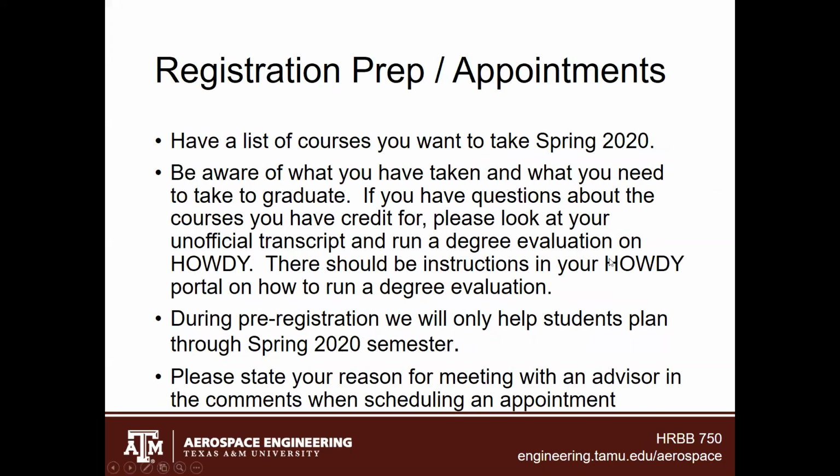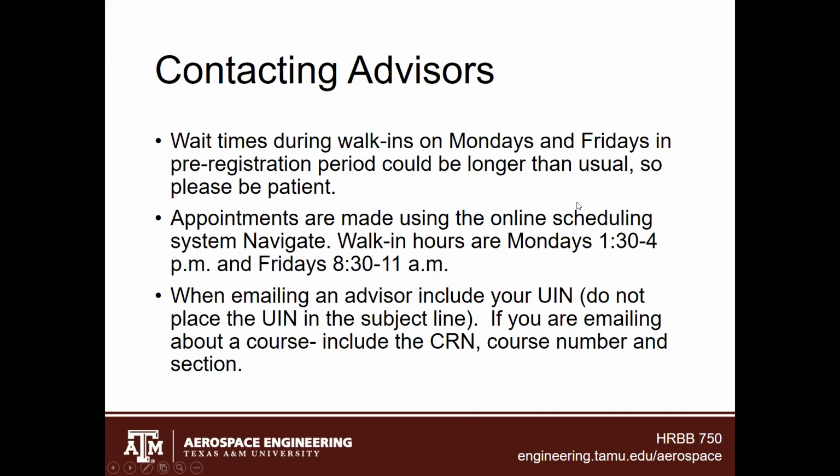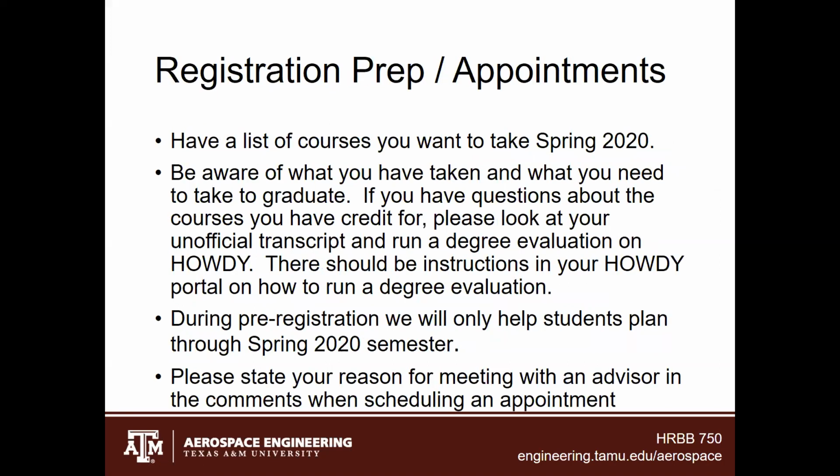All right, so when you come to an appointment, have a list of courses that you want to take in spring 2020. Be aware of what you've taken and what you have to take. That's where degree evaluation comes in as well. During pre-registration, we really just want to focus on spring 2020, okay? Planning the rest of your graduation period is not an efficient use of pre-registration, unless you come extremely prepared, okay?